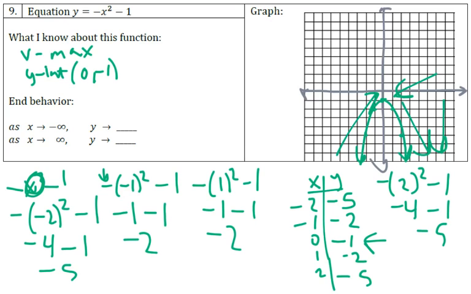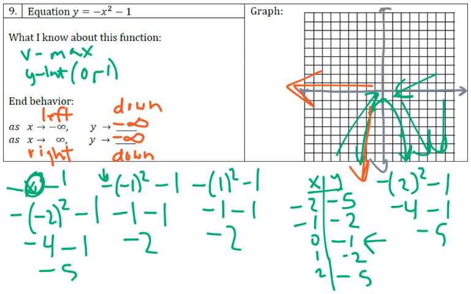As x approaches negative infinity, as x goes to the left, as we look to the left of our graph, is our graph going up, down, or where's it going? Where's y going? Well, it's going down. We call that negative infinity. As x approaches infinity, as we go to the right, what's happening to y? It's going down again. Call that negative infinity. And there we go.